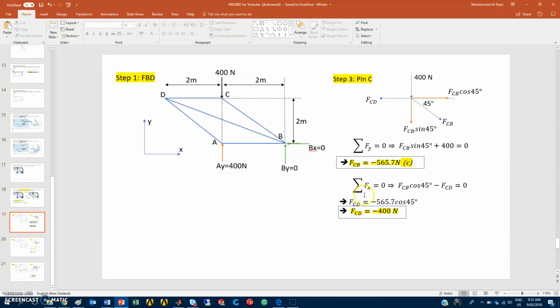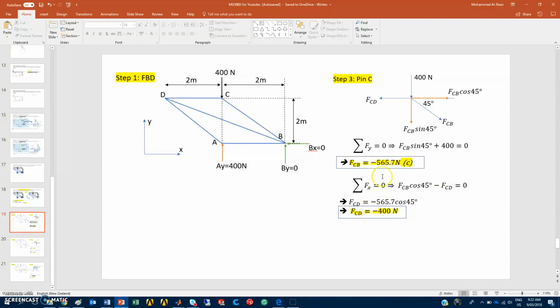Now, summation of forces in the x direction. What do you have? You have FCB cosine 45 degrees, positive based on my assumption, minus FCD, which is in that direction, and then you solve it, and you will get the answer for that force.